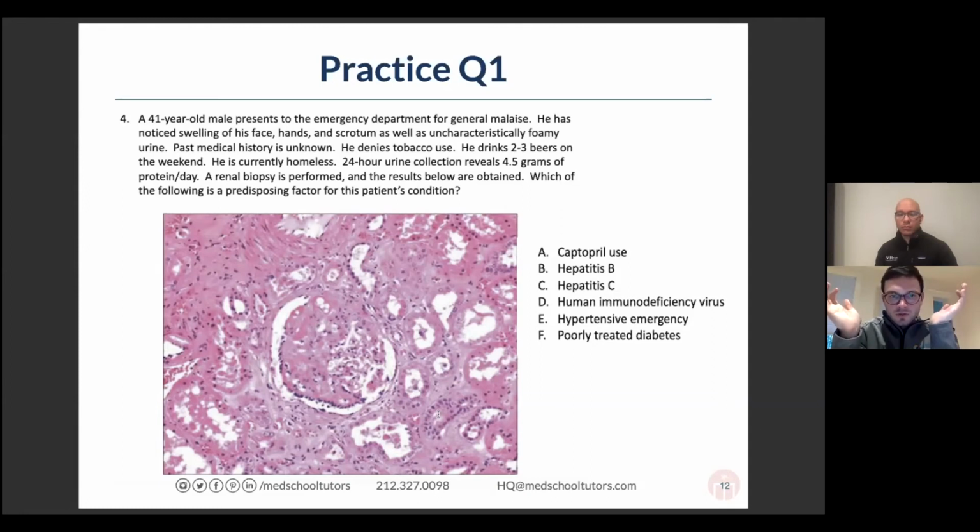24-hour urine collection reveals 4 grams of protein per day. That confirms my diagnosis in my mind of nephrotic syndrome because I remember from a textbook that it's 3.5 grams per day, right, Moses? Yeah. See, sometimes you don't have to know all the stuff.